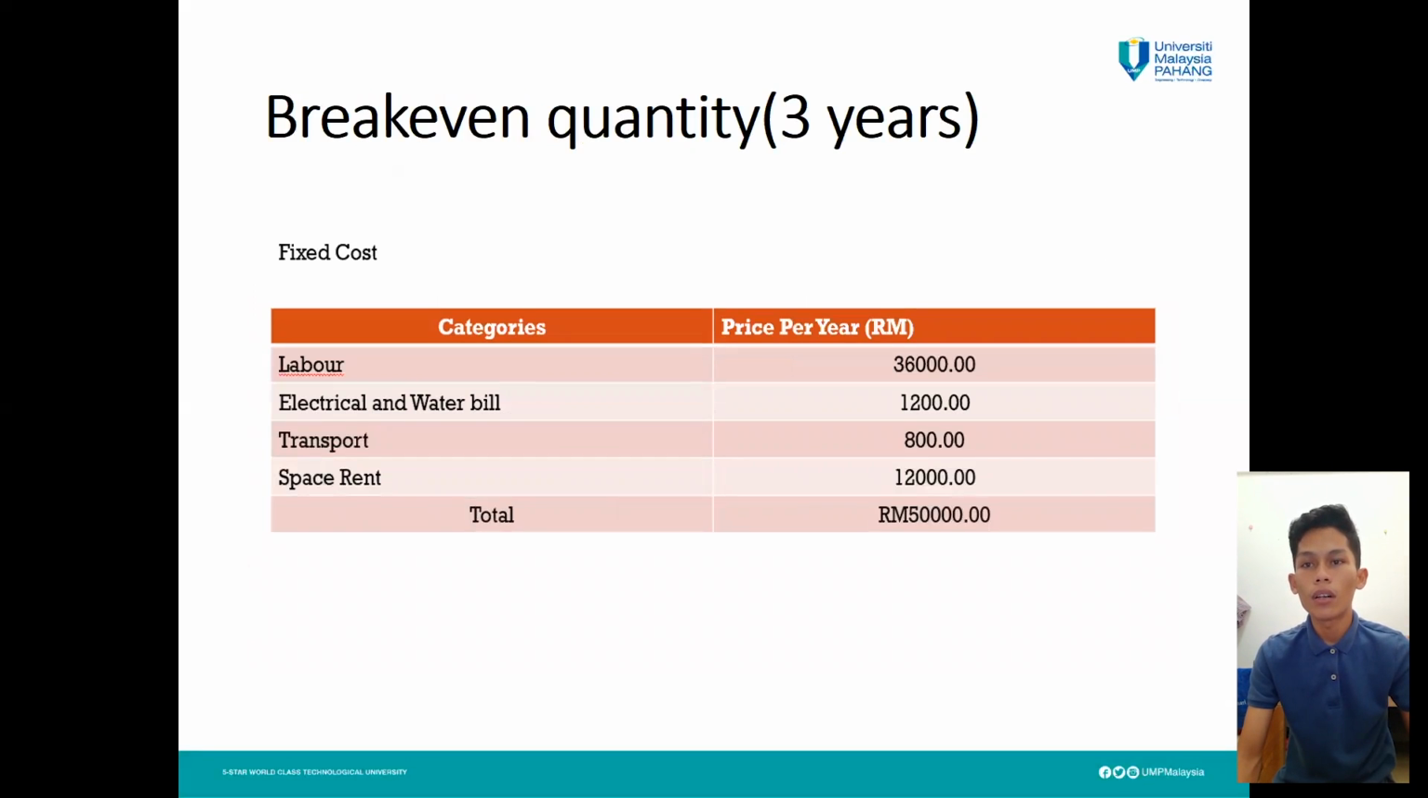Next is about cost. We calculate the break-even quantity for 3 years. The fixed cost for our company is RM50,000. We have four categories in this cost, such as labor, electrical bill, transport and space rent.